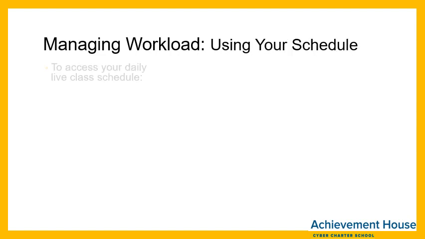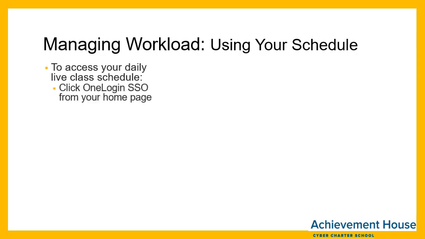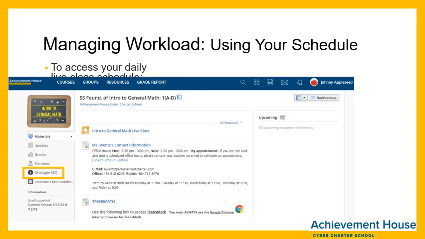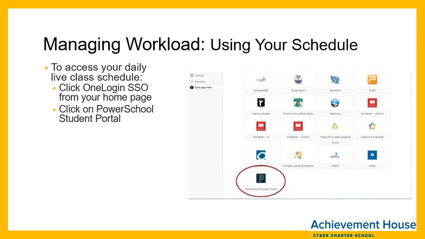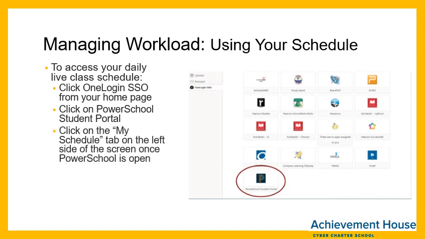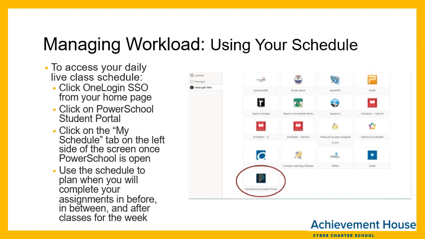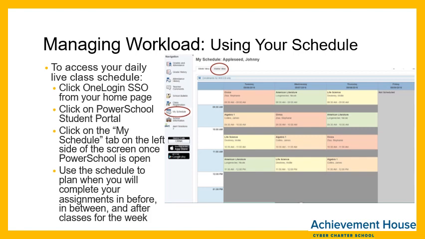To access your live class schedule, go to the One Login SSO from any course page, shown here on the left-hand side in the yellow box. Then, choose the PowerSchool Student Portal icon, circled here in red. Once you're logged in, click on My Schedule in PowerSchool to view your live class schedule. You can use the schedule to plan when you will complete your assignments before, between, and after classes for the week. You'll learn more about that coming up soon.